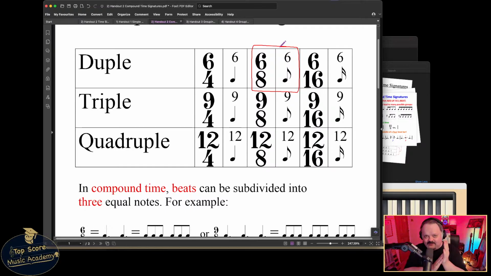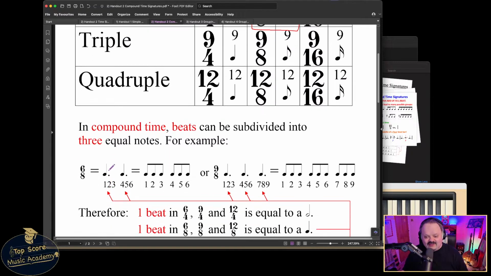1, 2, 3, 4, 5, 6. 1, 2, 3, 4, 5, 6. And you should be able to feel it and hear it on the first and fourth quavers of the bar. 1, 2, 3, 4, 5, 6.